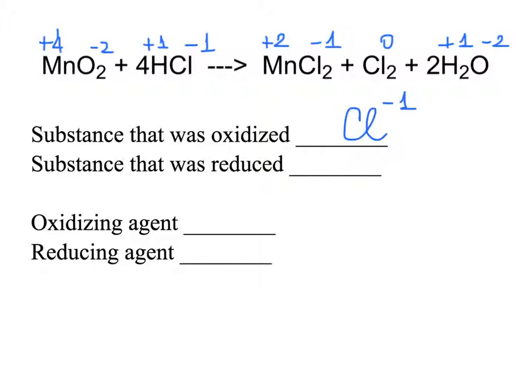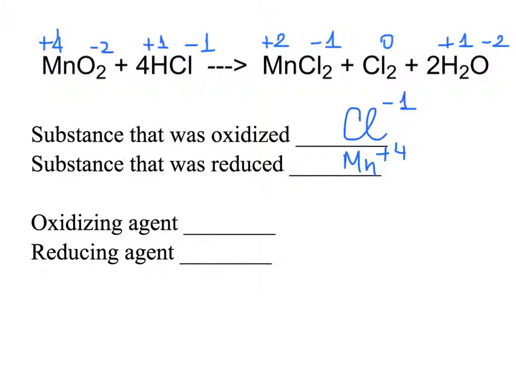Cl-1. And the substance that was reduced would be the substance whose oxidation number goes down as it is accepting electrons, and that obviously would be manganese because it has charge +4, and we see it here +2. So it accepted 2 electrons and went down. Manganese +4 is the substance that got reduced.